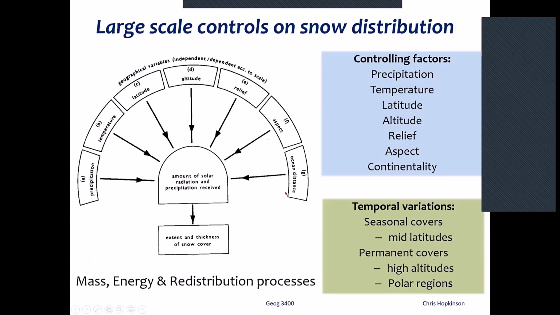And then, of course, ocean distance or continentality, that plays a big role too, simply because the closer you are to the source of moisture, then the higher probability that you'll get precipitation and therefore more snow.